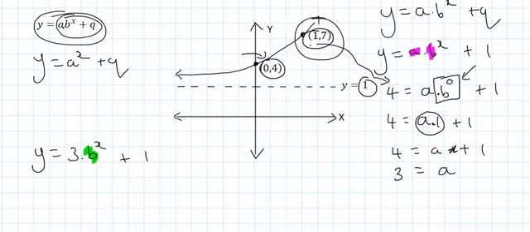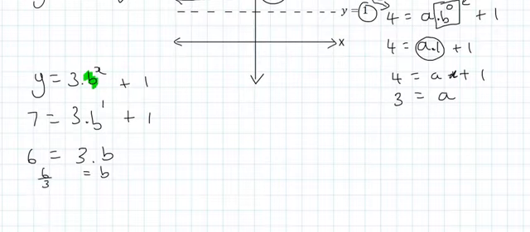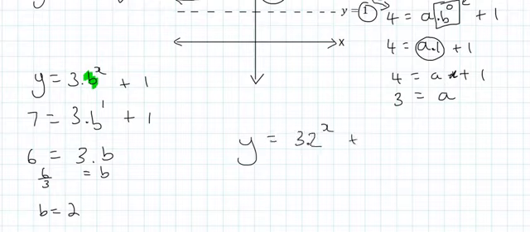So now we're going to substitute the point (1, 7): the y value is 7, and the x value is 1. And so I'm going to take that 1 over to the left hand side, where it becomes 7 minus 1, which is just 6. b to the power of 1 is just b. And then to get b alone, you're just going to say 6 divided by 3, and that means b is equal to 2. So the final equation is going to be y equals 3 times 2 to the power of x plus 1.